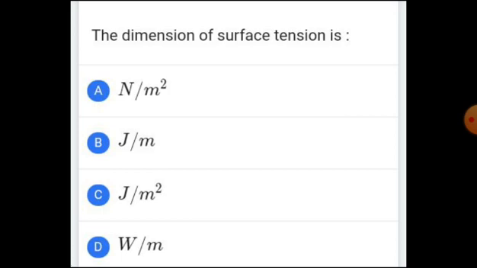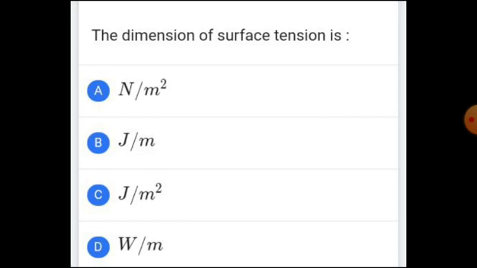and it is expressed in terms of pulling force per unit length of the surface of the liquid. Therefore, it is expressed in terms of Newton per meter. We have to select Newton per meter from the given options. Before this, we should know what 1 joule and 1 watt are. 1 joule is equal to 1 Newton meter, and 1 joule per second is known as 1 watt.